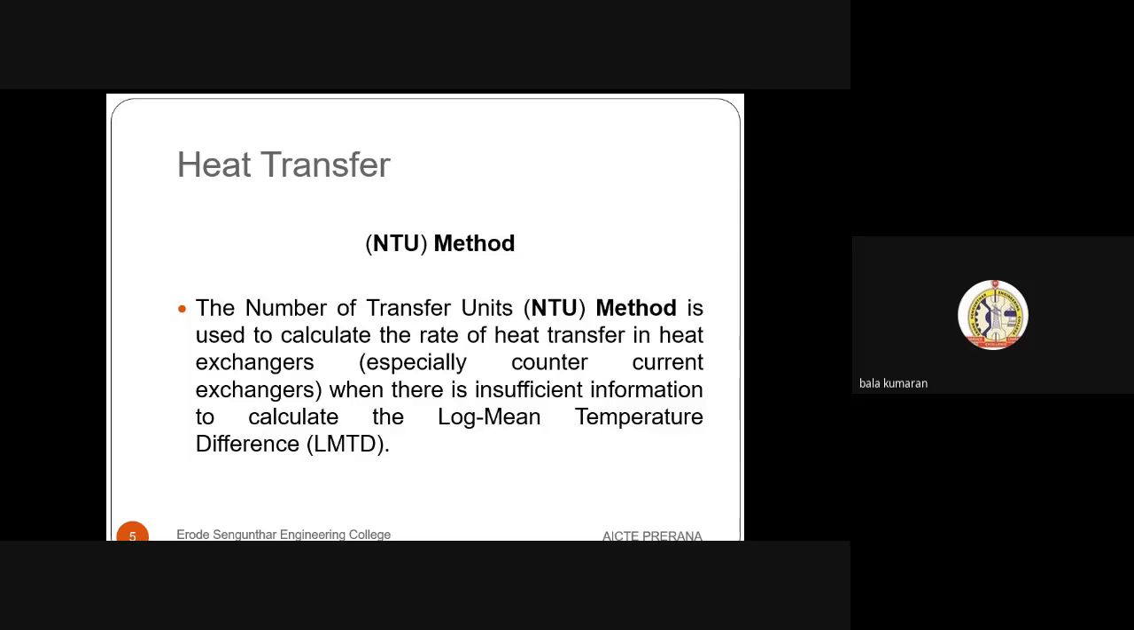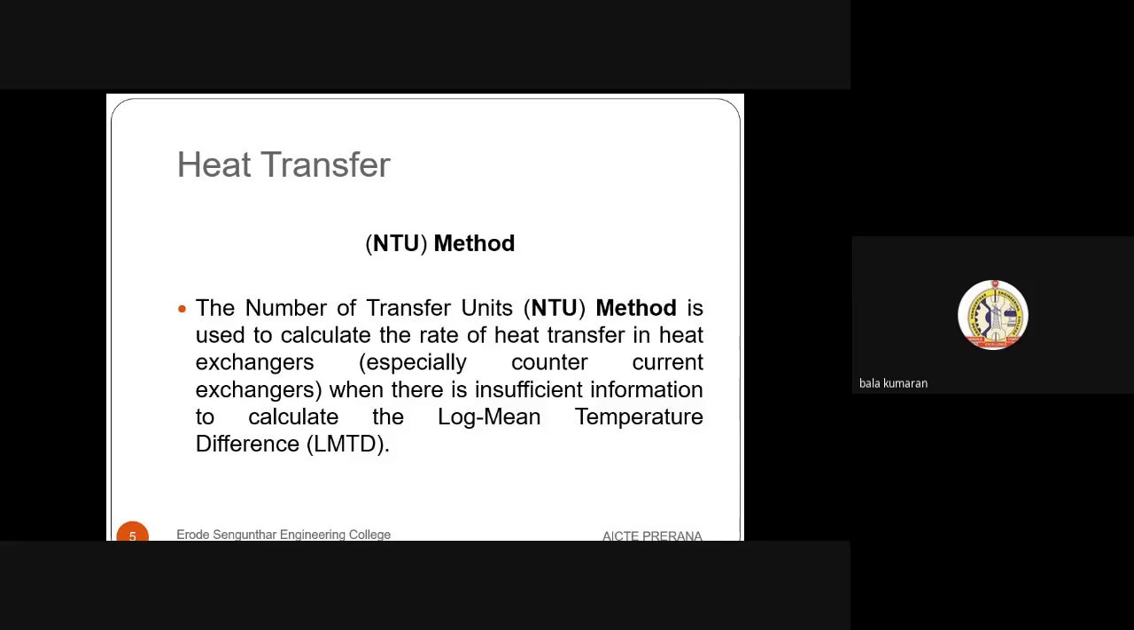You have studied that. I'm just refreshing the topic. NTU is the number of transfer units, used to calculate the rate of heat transfer in a heat exchanger, especially counter current exchangers. We use the NTU method where we don't have sufficient information to do the LMTD method. LMTD is the log mean temperature difference.